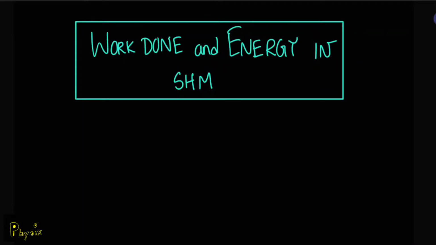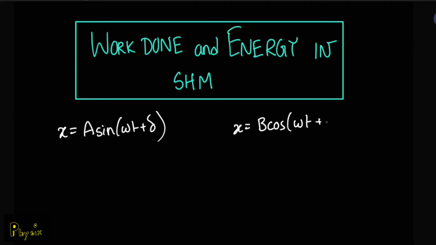For any particle in simple harmonic motion, in our previous lectures we have shown that x, being the position function, is A sine(ωt + φ), where A is the amplitude. Well, you can also write it down as x = B cos(ωt + φ). This is to define that this entire x, the position, can also be shown in a cosine graph, where B is the amplitude again.